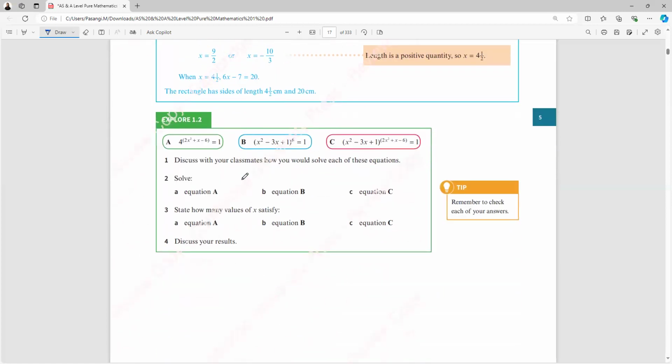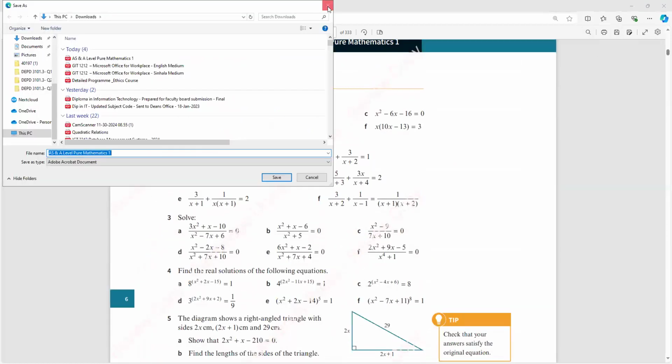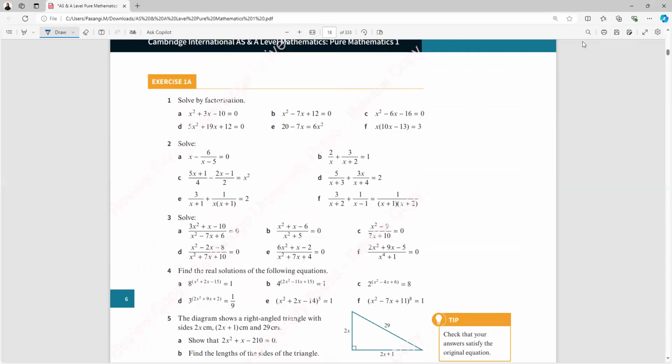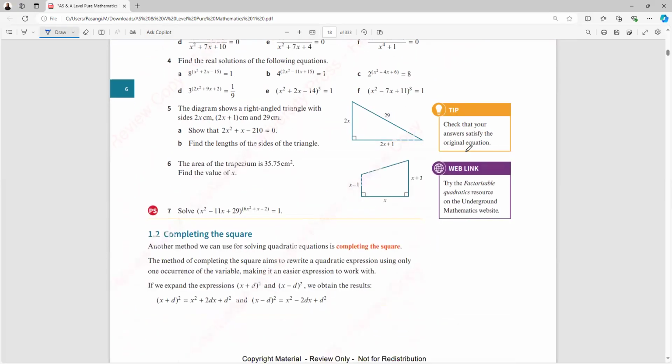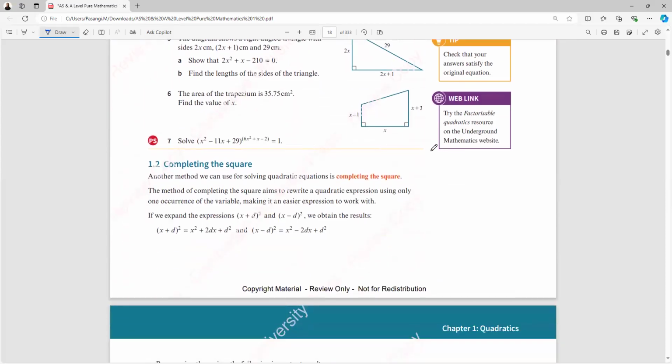Okay. Then explore 1.2. I'll skip this one as homework, so you can try these ones. This exercise we'll also do as homework. If anything is hard, or if the answers are doubtful, then we can discuss.